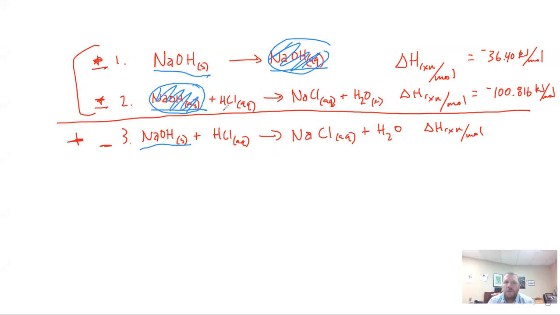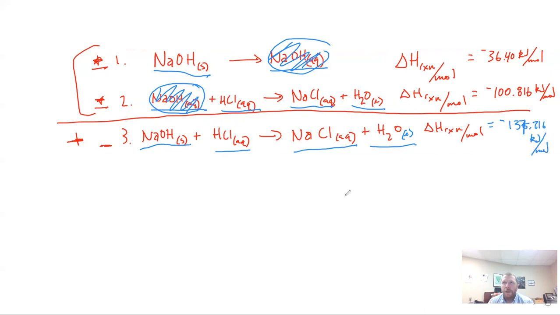HCl as an aqueous solution is present in reaction 2 and my overall reaction. NaCl is present as a product in reaction 2, and it is present as a product in my overall reaction. H2O is a liquid. Well, I forgot to write liquid there, but it's there also. So essentially, what this means is my expectation from Hess's law, I'm going to do the Hess's law calculation, which tells me that this should be negative 137.216 kilojoules per mole.